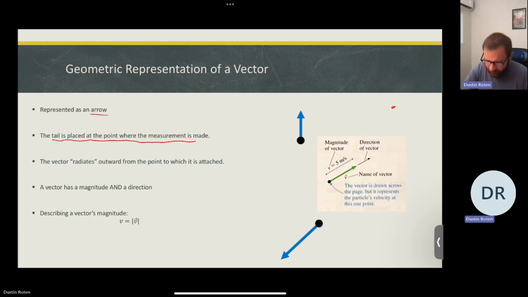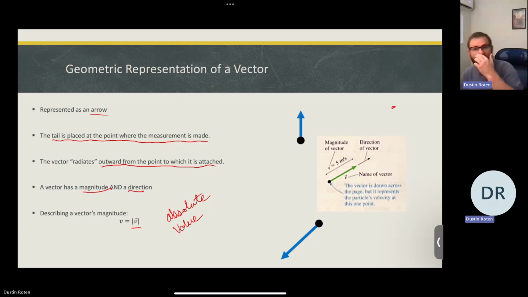So this vector does radiate away from the point, outward from the point to which it's attached, just like these vectors here. The vector does have a magnitude and a direction. And when we describe a vector's magnitude, we always use the absolute value symbols. What that does is if the vector is pointing in a negative direction, we can use the absolute values to say we don't care about the direction. We just want that number up front. We just want the length of the vector.